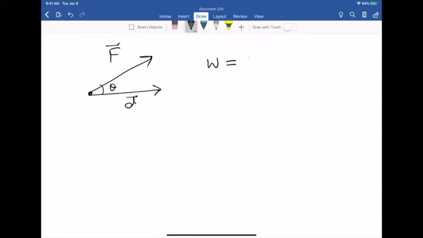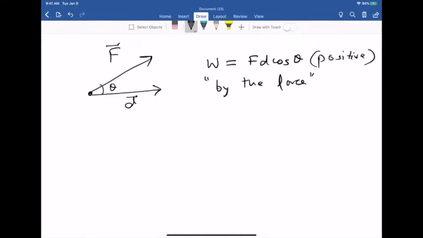So the formula for work is F D cosine theta. If theta is less than 90 degrees, then it's a positive number. F and D are magnitudes of vectors, so they're always positive. So that means the work will be positive. Then when work done is positive, we say that the work is done by the force.